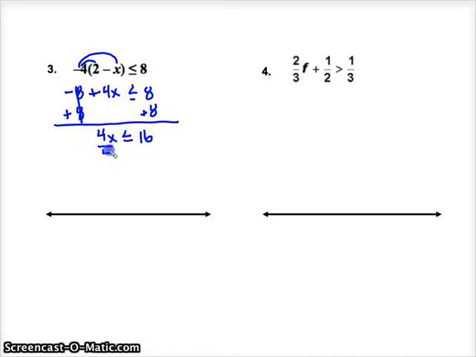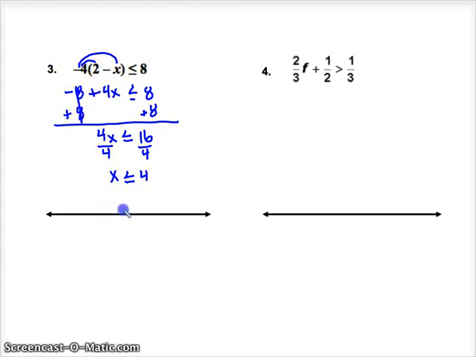I divide both sides by 4, and x is less than or equal to 4. Now, I did not switch my inequality because I was only simplifying the left side. I did not multiply both sides by a negative. Be very careful with that.